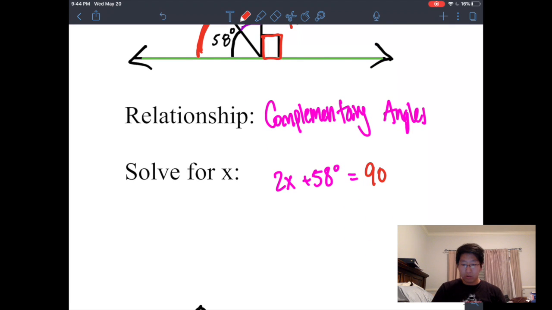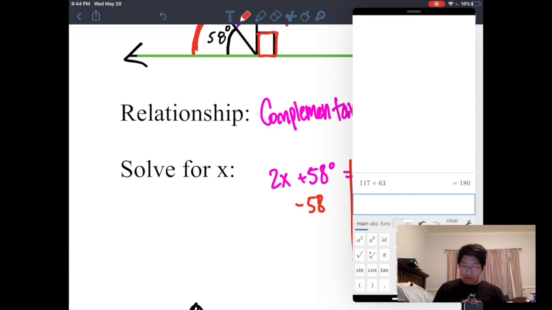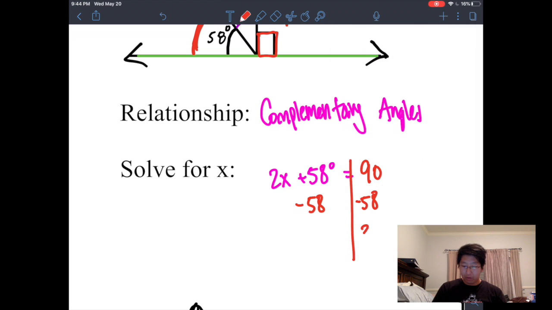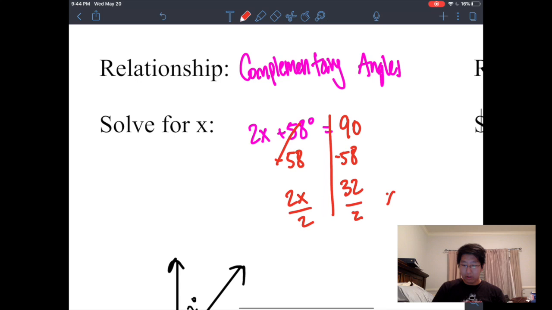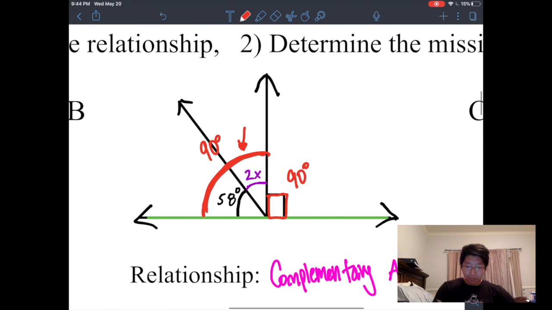All right, here I'm going to solve for x. Minus 58, minus 58. 90 minus 58 is 32. 2x equals 32. Divide both sides by 2. And x equals 16. So 16 degrees. This right here, 1x is 16 degrees.